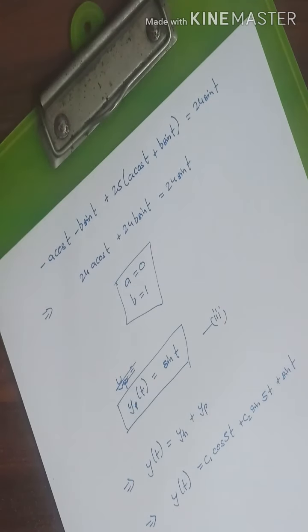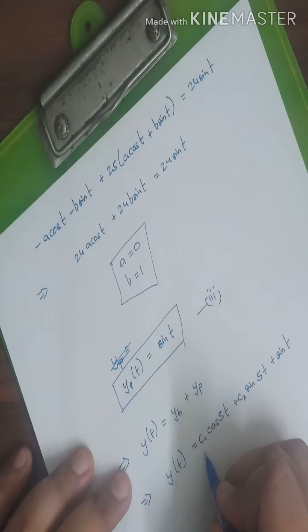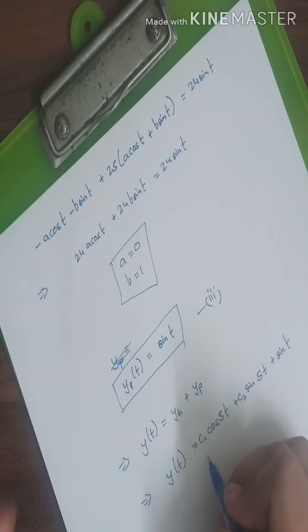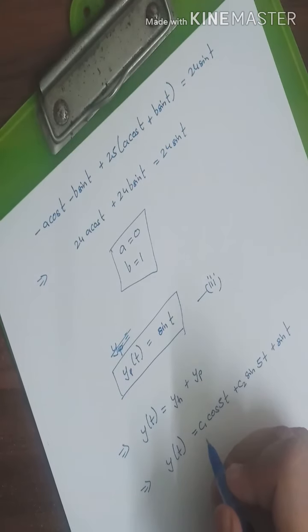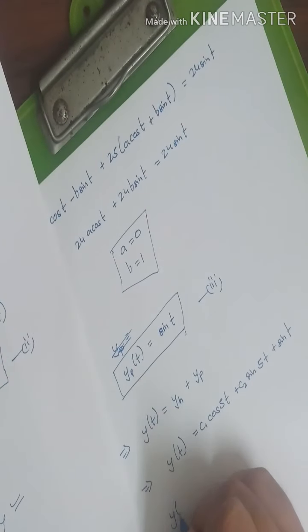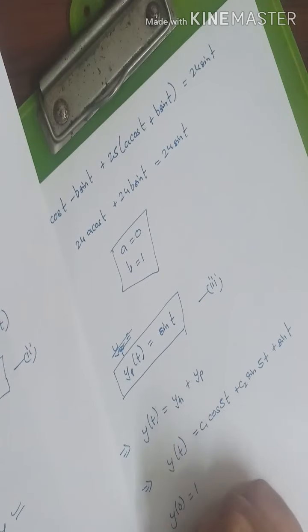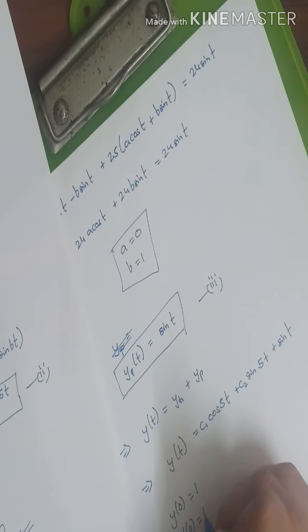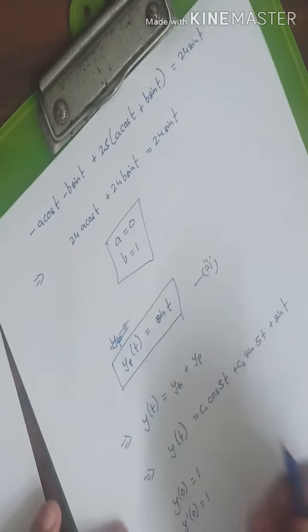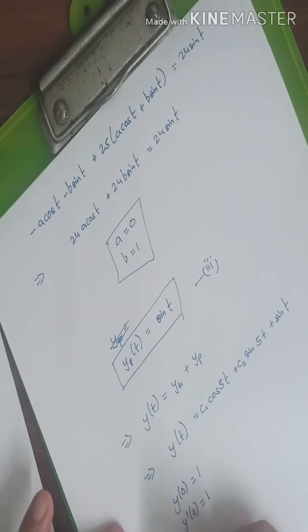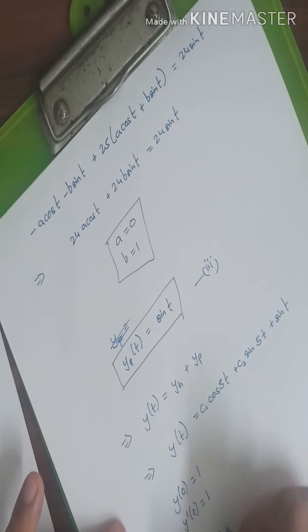So for the solution, we still need to find the value of c1 and c2. This question was an IVP, that is initial value problem, given the fact that y at t equals 0 is 1 and y dash at t equals 0 is also 1. Let me check the question. Yes, so first things first, let's find y dash t.